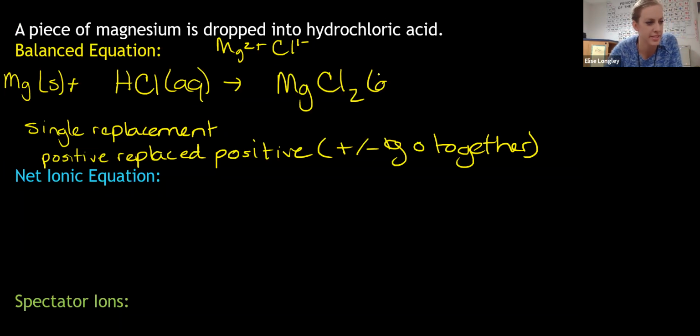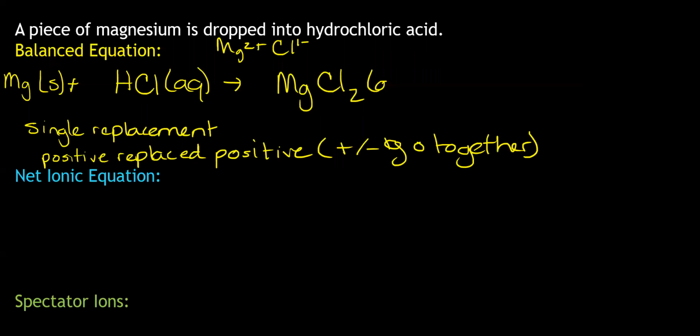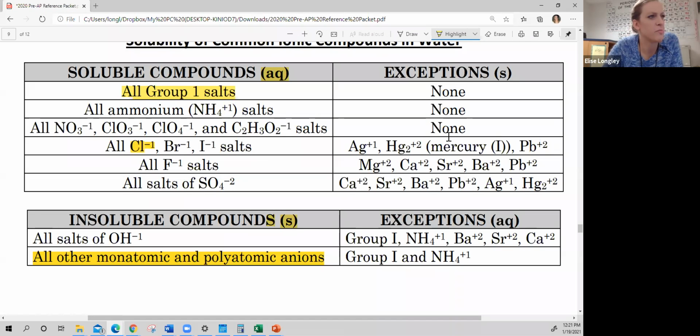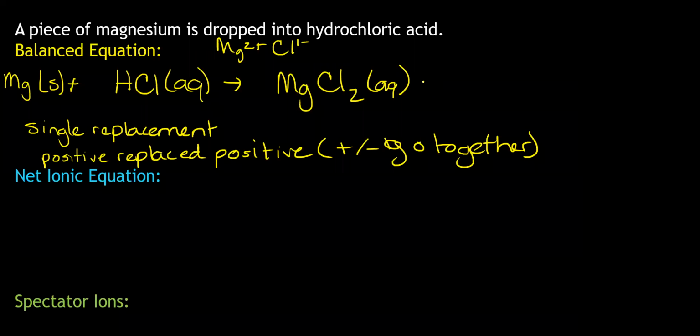I started to write it and then realized I shouldn't. Aqueous. Why do we know it's aqueous? So I was looking at the solubility chart, and Cl doesn't have any exception relating to Mg. Yes, so it's Cl right here, and Mg is not in the exception, so it has to be aqueous. All right, so that's aqueous. And then what was your other product?